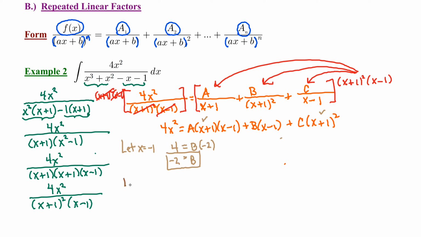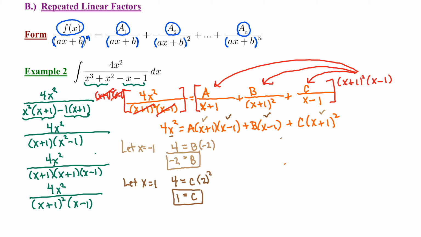Another convenient x value to use would be x equals 1, another 0 of one of the factors. So plugging 1 in for x, we have 4 times 1 squared, which is 4. Notice plugging 1 in here would zero out that entire term, and the same thing here as well. So we end up with c times 1 plus 1, or 2 squared, which shows us that c equals 1.